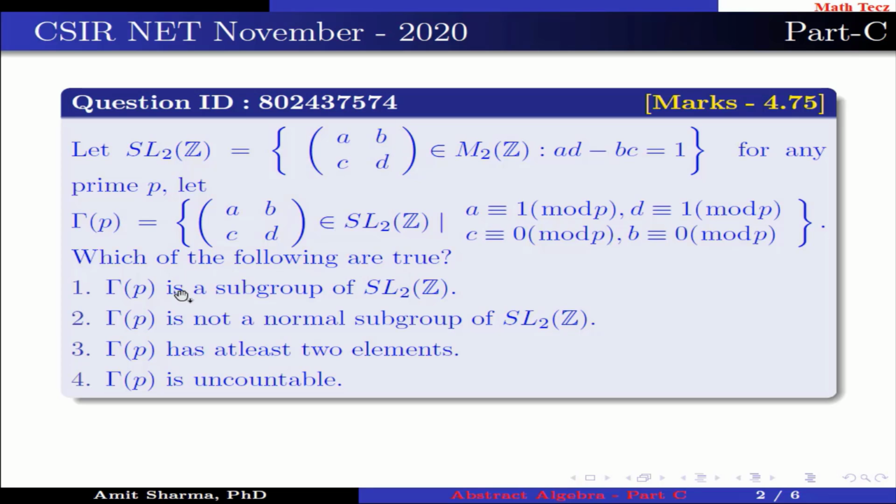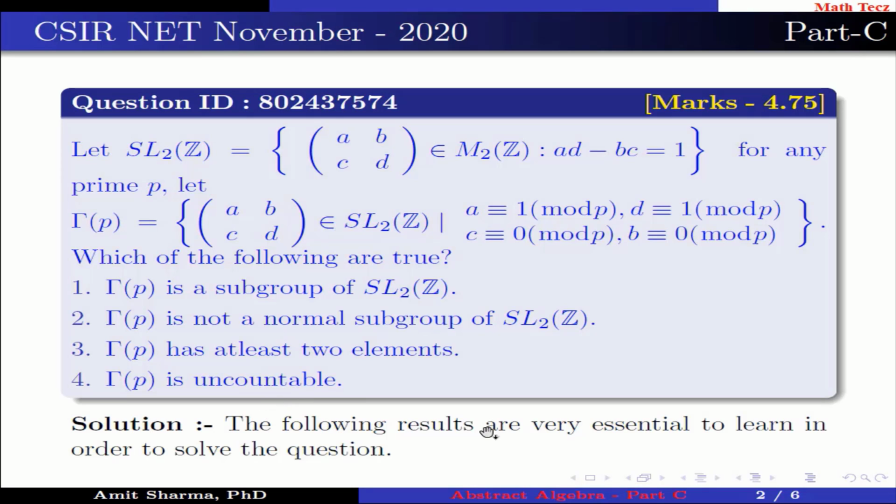Option 1. Gamma of p is a subgroup of SL2Z. Option 2. Gamma of p is not a normal subgroup of SL2Z. Option 3. Gamma of p has at least 2 elements. Option 4. Gamma of p is uncountable.